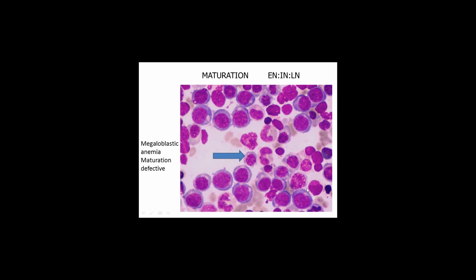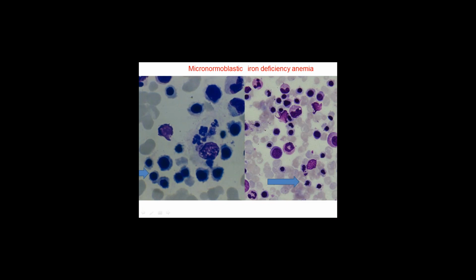Megaloblasts will have an open, seed-like chromatin, and there will be cytoplasmic-nuclear asynchrony. Here we can see the cytoplasm is almost that of a reticulocyte, but the nucleus is still very large. So such cells will help us in clinching the diagnosis. This is a case from marrow from an iron deficiency anemia case. Here we can see the fraying of the margin of the erythrocytes.